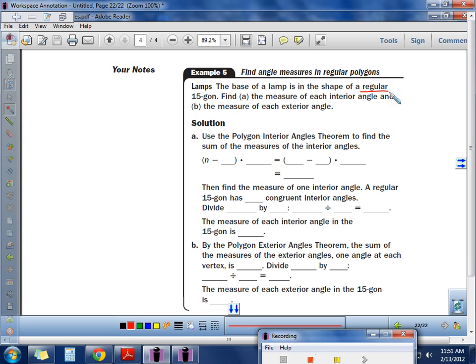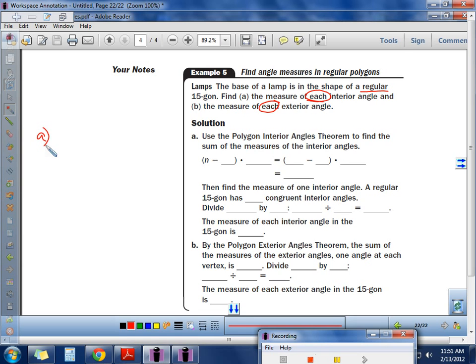First step, we got to find the measure of each interior angle. That's a new term we haven't seen yet. Each. We've been focusing on sum so far. Now it's each. And then we want to find the measure of each exterior angle. We're going to break this down into two sections. We'll say the first section is part A. Part A deals with the interior angles.